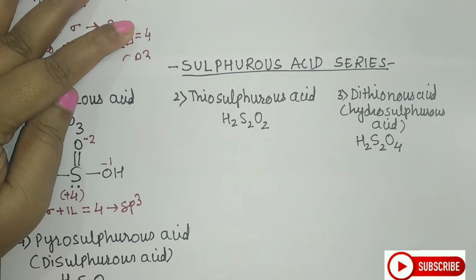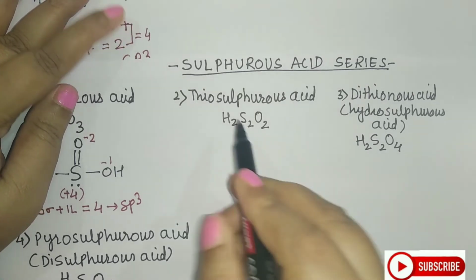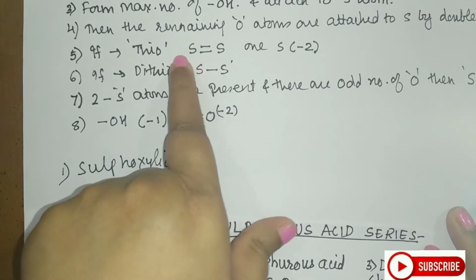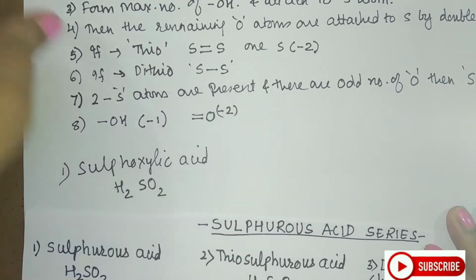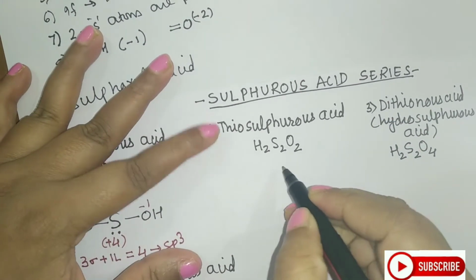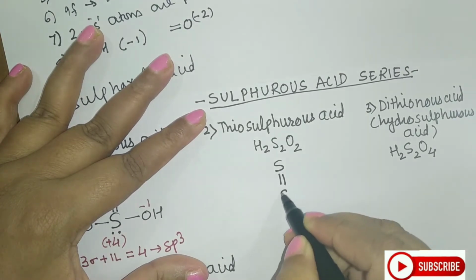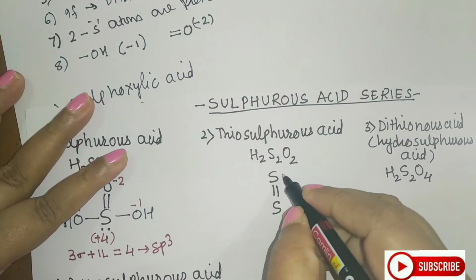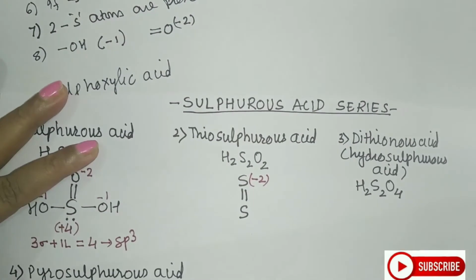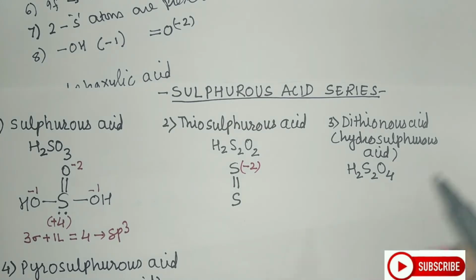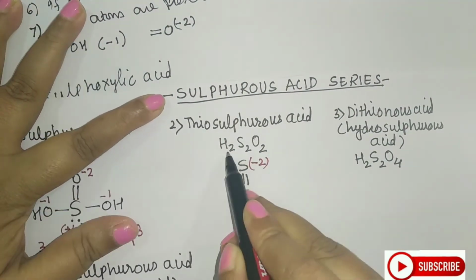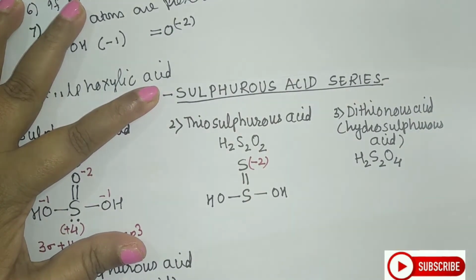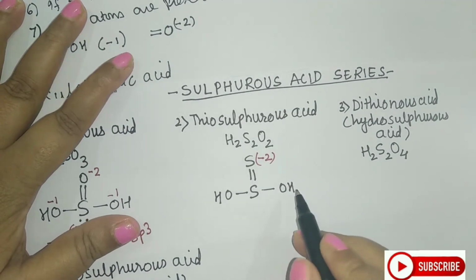Let us see the next acid. The next acid here is thiosulfurous acid. Students, as I said, with the word thio, you have to form a sulfur to sulfur double bond. So, let us form the skeleton first: S double bond S. Now, I will assign the -2 oxidation state for this sulfur. So, here I have assigned the oxidation state as -2 and I will follow the remaining rules. Maximum 2 OH pairs I can form, so I will attach 1 and 1 in this way. So, this is the structure for thiosulfurous acid.